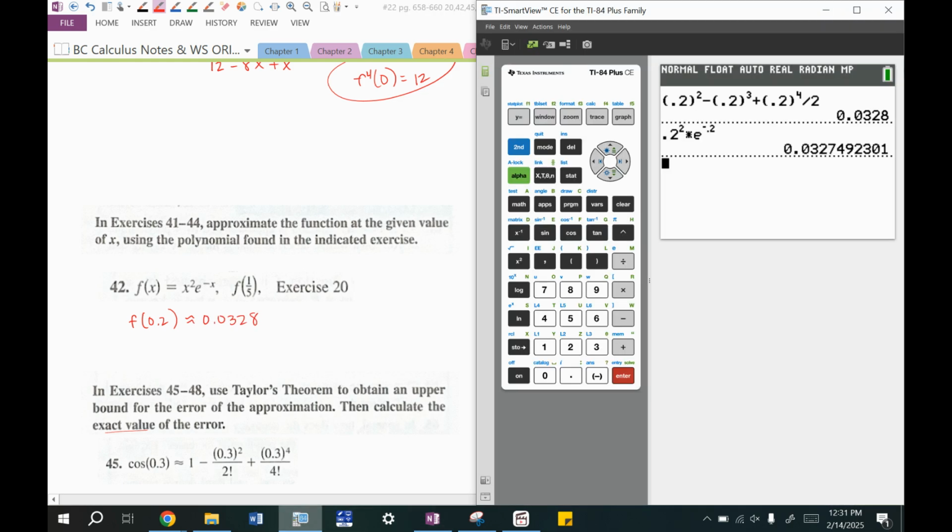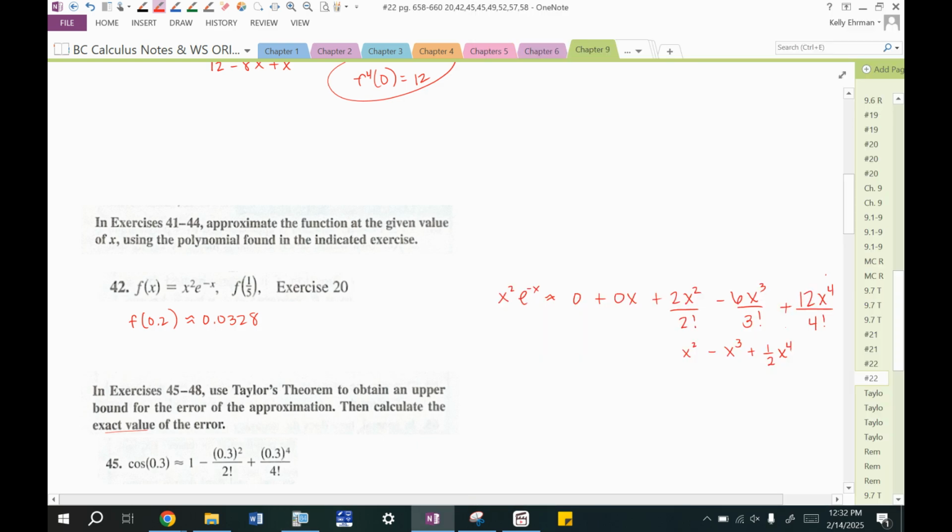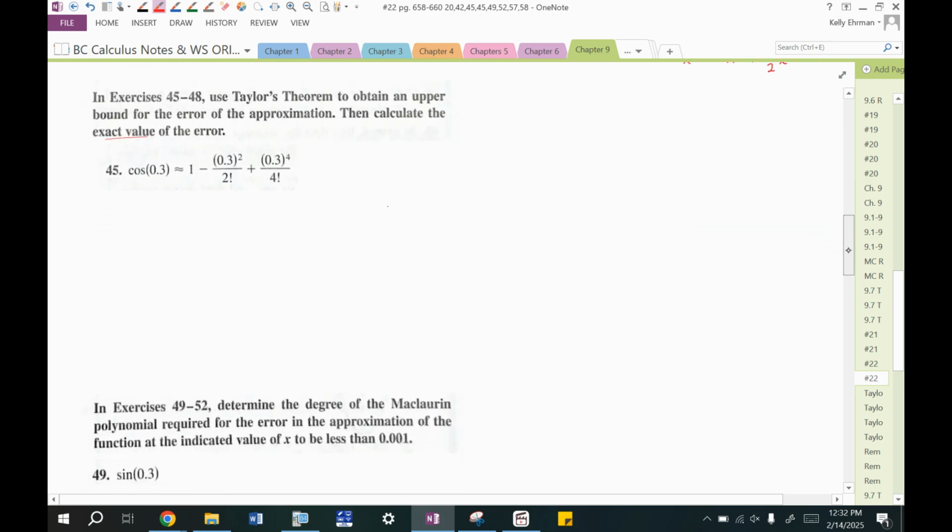It's a good idea, if you think you made a mistake, to compare with what the actual answer should be. This is f of 0.2 in actuality. So we're just looking at how far off it is. It's pretty close. My first answer was 0.03205. I bet I just had a typo somewhere. All right, let's go on to this one.